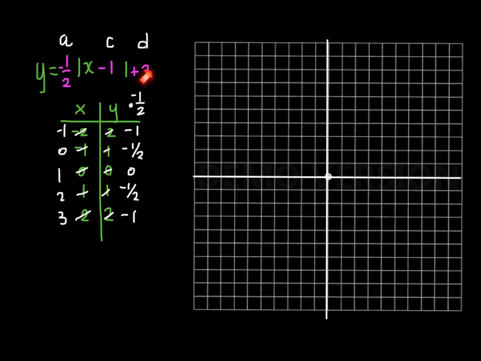Last, we're looking at the D. And the D, remember, these on the outside affect the y. This is a vertical shift up or down. This would be up 3. So I'm now going to add 3 to all of my y's.